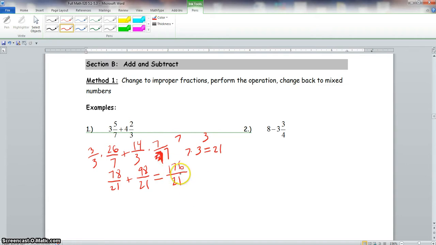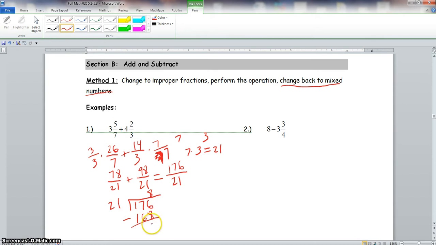Now, we look at this problem here. We have 176 over 21, and we need to determine if we could factor out anything from either one of these. We cannot. However, it asks us here to change back to a mixed number. So what we need to do is take 21 into 176. Remember, whenever your numerator is larger than your denominator, you can get a mixed number out of that. So 21 into 176 goes 8 times. 8 times 21 is 168.